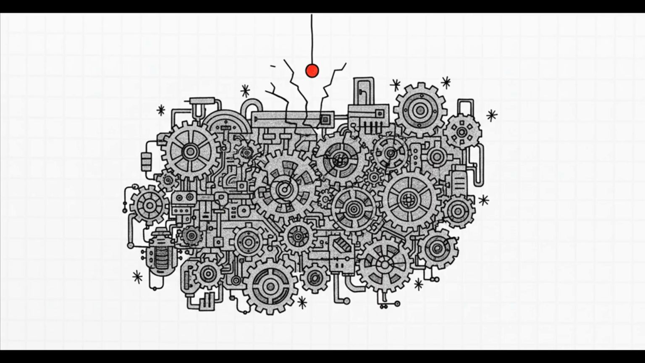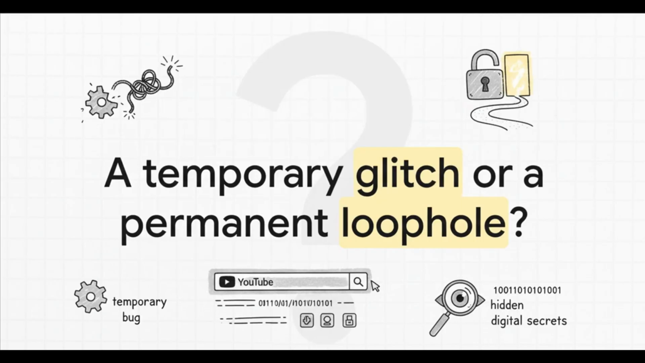It's a pretty fascinating example of a simple hack disrupting a really complex machine. And that, of course, leaves us with one big question. Is this just some temporary glitch, a little crack in the code that YouTube's gonna fix any day now? Or does this point to something bigger, a more permanent loophole in the way the internet itself works? For now, it's a neat trick, for sure. But it definitely makes you wonder what other secrets are hiding in plain sight.